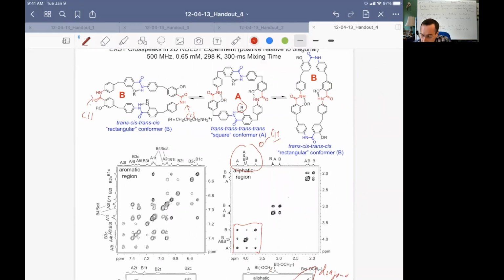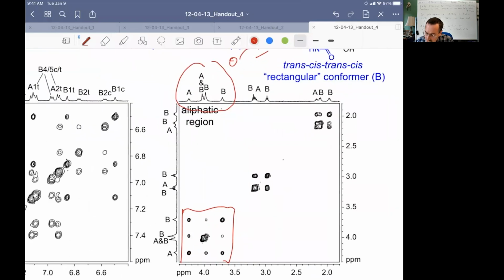And so you have OR groups that come from the residue, from the amino acid that's on the transamide, and OR groups that come from that on the cisamide. So there's two types of OR groups, whereas in the square conformer, in conformer A, there's only one type. So he sees that the resonance of the CH2 group crosses with both of the rectangular resonances.